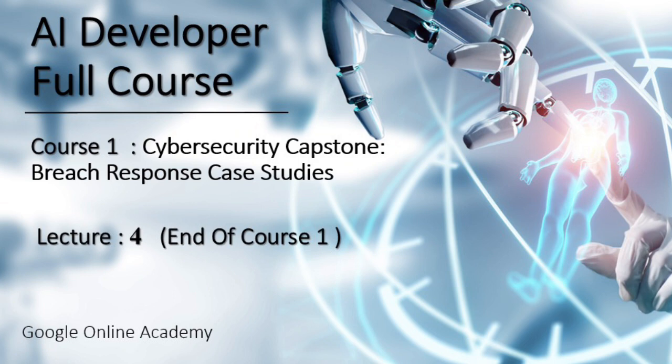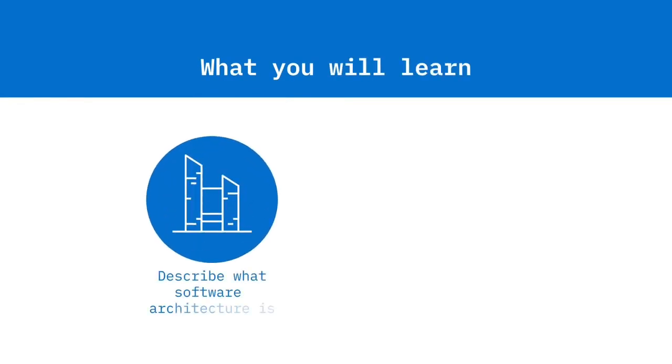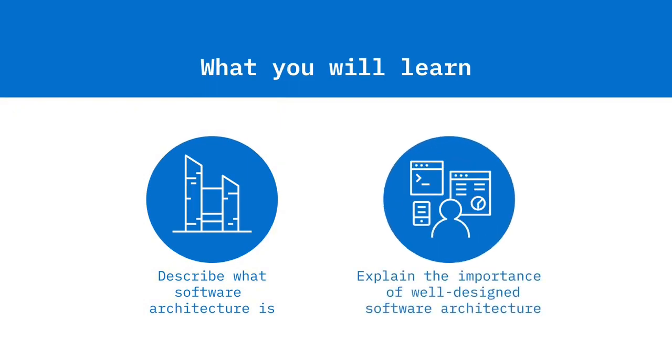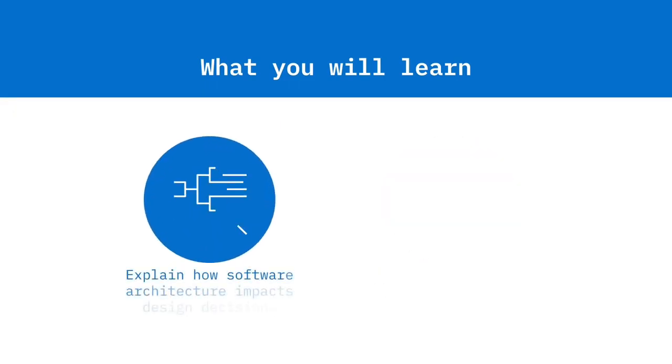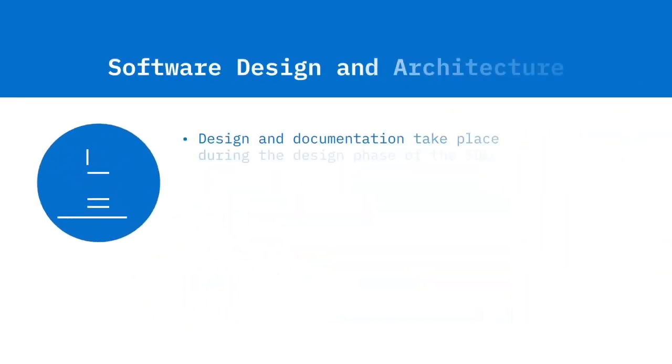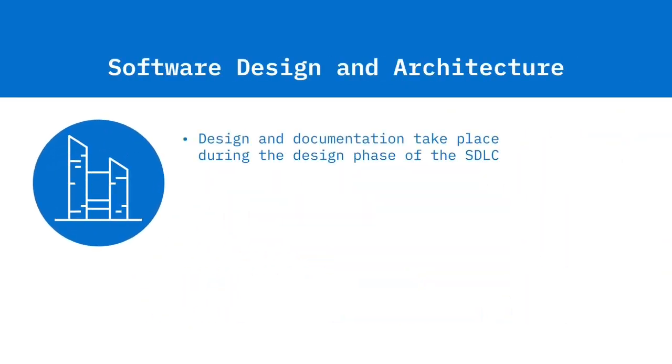Welcome to Introduction to Software Architecture. After watching this video, you will be able to describe what software architecture is, explain the importance of well-designed software architecture, explain how software architecture impacts design decisions such as tech stacks and production environments, and list several artifacts from software architecture design. Software design and documentation take place during the design phase of the SDLC.